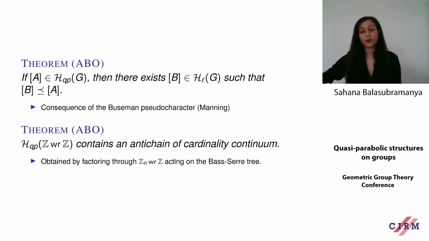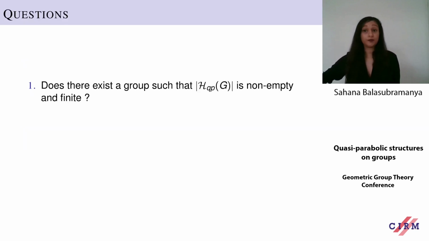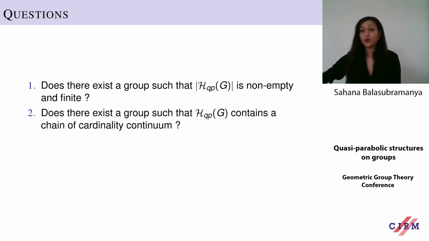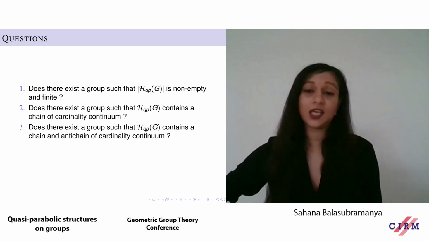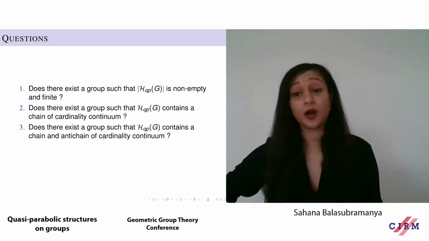But we were unable to come up with examples of groups that have a finite number of quasi-parabolic structures. So some open questions from our paper were the following. Does there even exist a group that has a non-zero finite number of quasi-parabolic structures? Is there a group where we can find an uncountable chain of quasi-parabolic structures? And if we request a more complicated example, is there a group where you can simultaneously have a chain and anti-chain of quasi-parabolic structures?